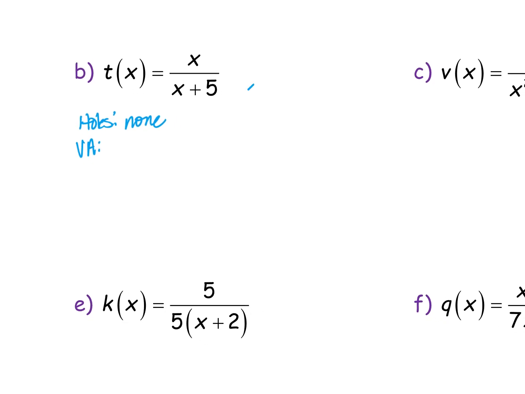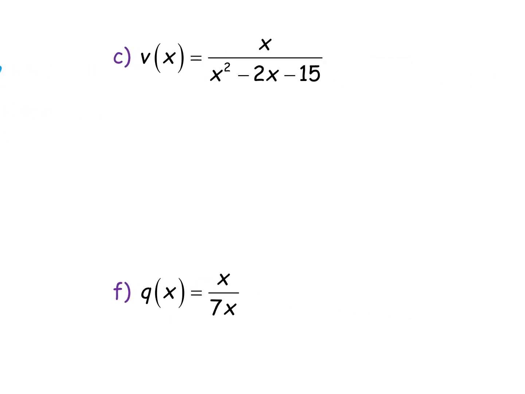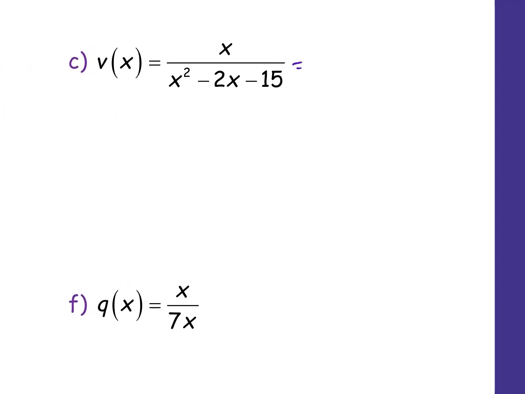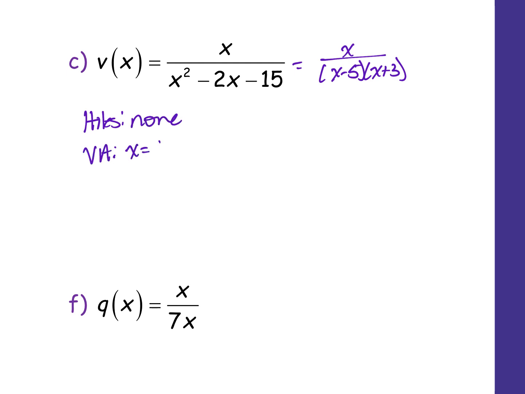My vertical asymptote is where my denominator equals 0, so x is going to equal -5. And then simplify. So I've got x over (x minus 5) and (x plus 3). So holes would be none. And my vertical asymptote, I should have one at x equals 5 and one at x equals -3.